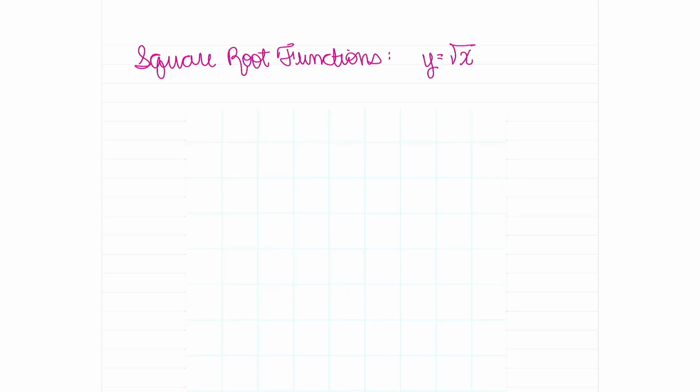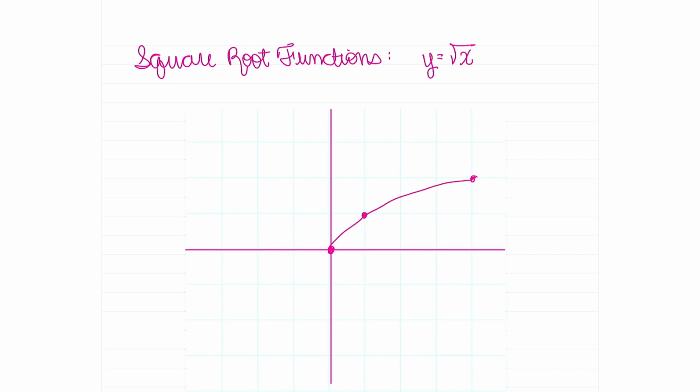Now let's talk about square root functions. The parent function for a square root function is going to be where y equals the square root of x. So essentially, our graph is going to look something like this. We're going to start out at 0, 0, 1, 1, and then 4, 2 here. It's basically half of a sideways parabola.